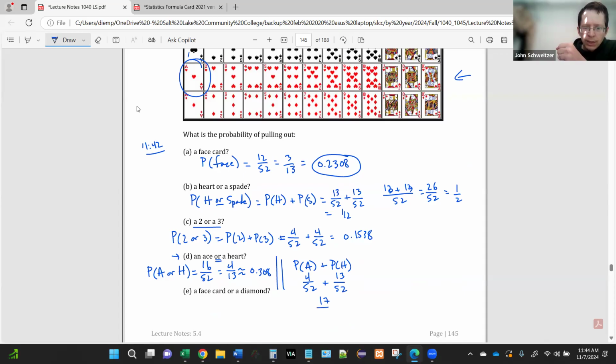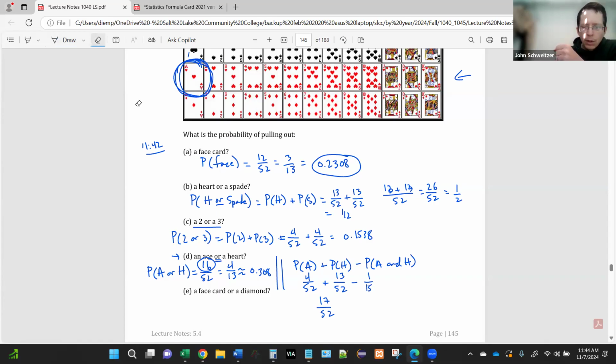So that would be 17 over 52. But we know the right answer is only 16. So what happened? We have one extra one in the overlap, right? So the general addition rule says we have to subtract off the ace of hearts. We have to subtract off that one card that is in the overlap, which is 1 over 52.